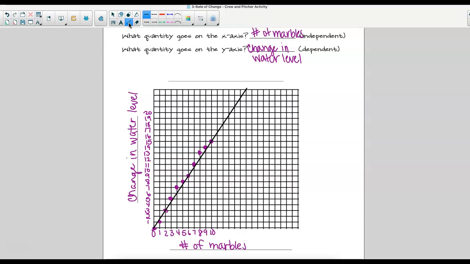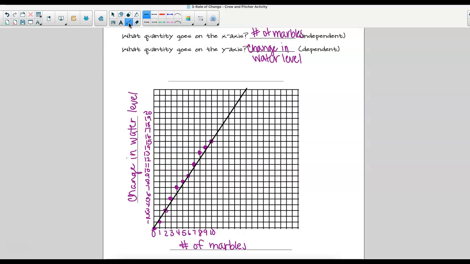So it should look something like mine. Are all the points going to be on the line? No. It's okay. They're not because we couldn't read the water level very well. That's our fault. Okay? Now, what we want to do is look at the rate of change.